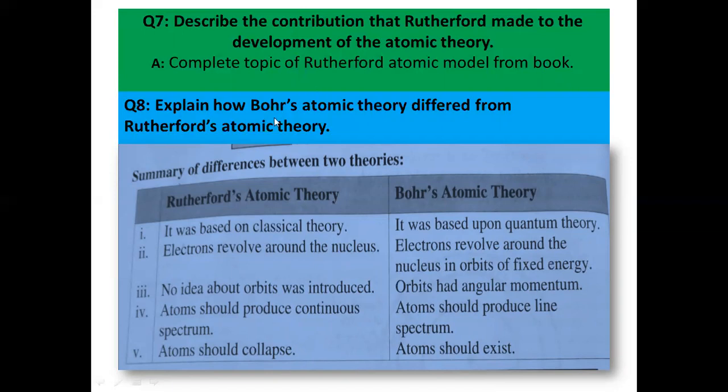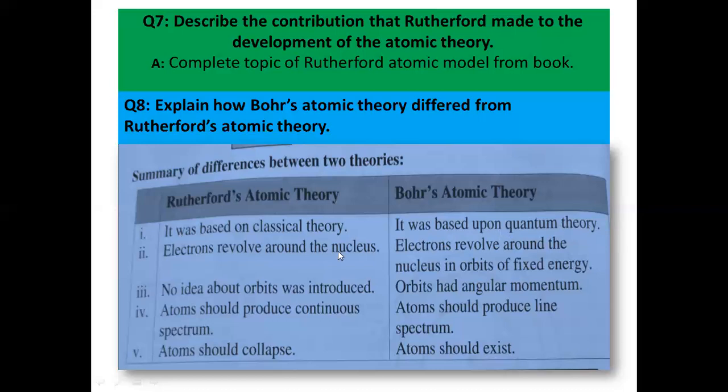Question number 8, explain how Bohr's atomic theory differs from Rutherford atomic theory. Although I explained this topic in my lecture, I'm just giving a quick review. Rutherford atomic theory and Bohr's atomic theory. First point is it was based on classical theory, and Bohr atomic theory is based upon quantum theory. Classical theory, I told you, is related to real objects or real things, and quantum theory is based on the microscopic thing or the atomic level.